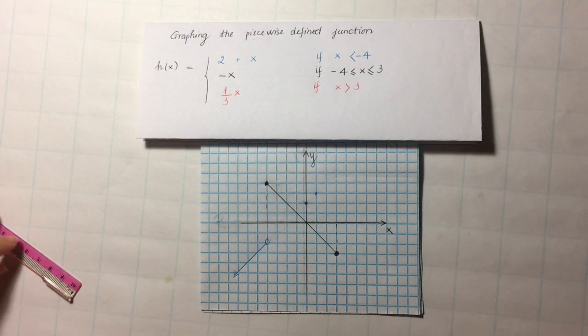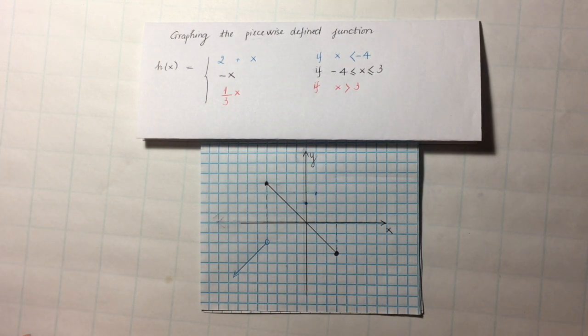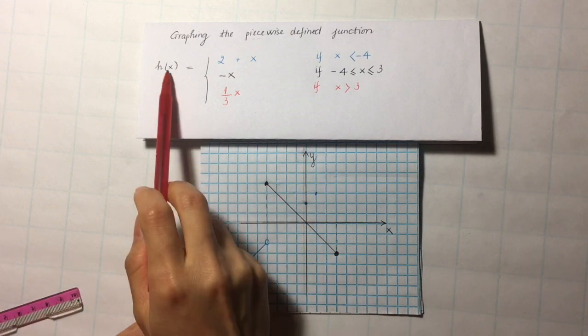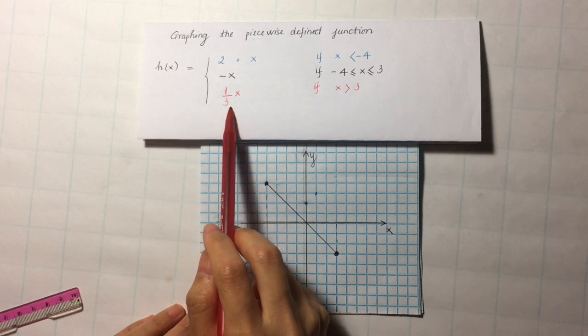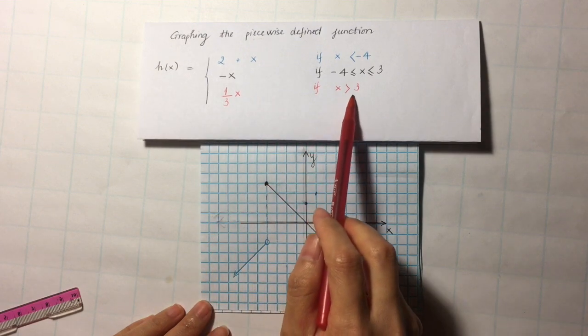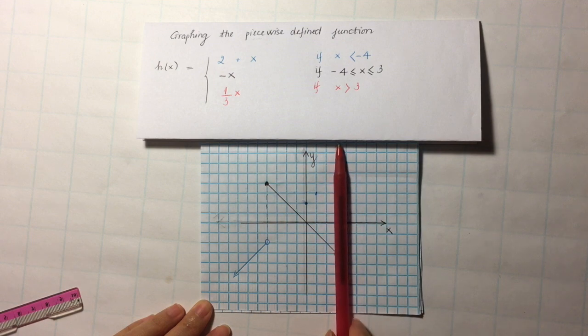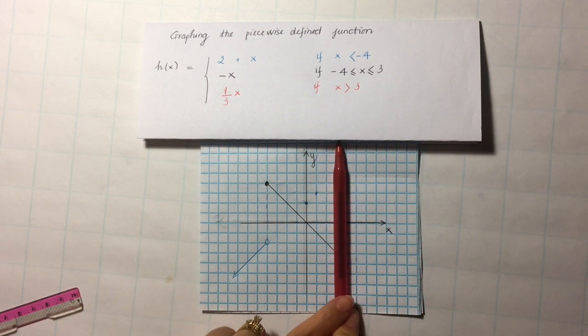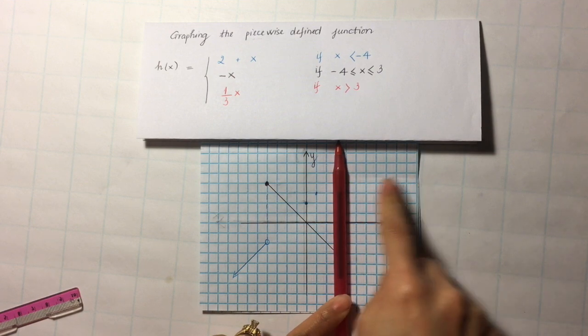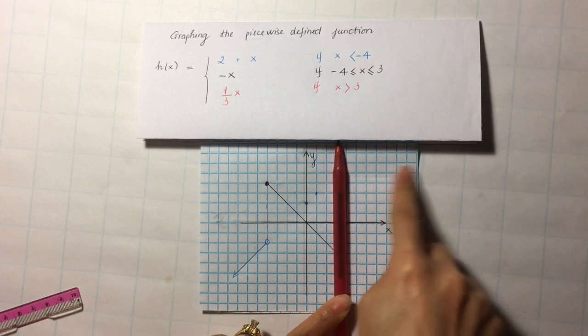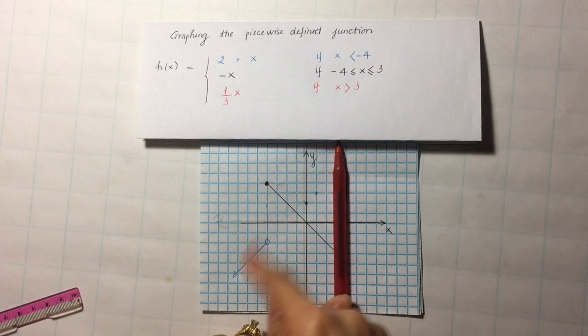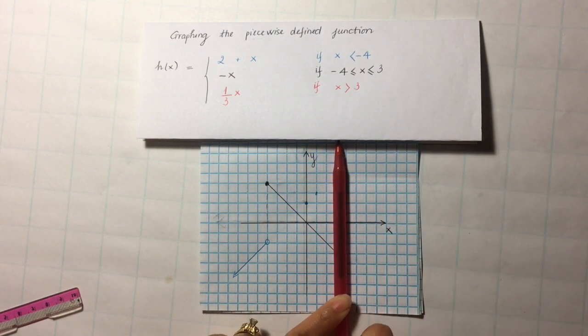Now we are going to graph the last part, which is the red part. h of x equals 1/3 x if x is greater than 3. This is x equals 3. Greater than 3, the graph belongs to this region. We do not take this region because it has x less than 3. So the graph is on this region only.